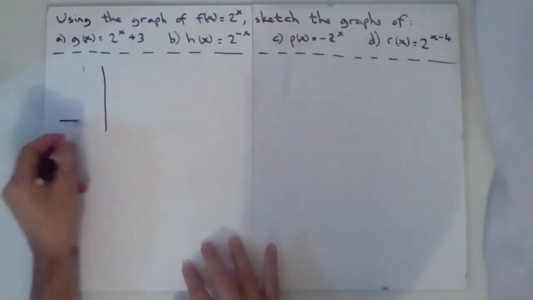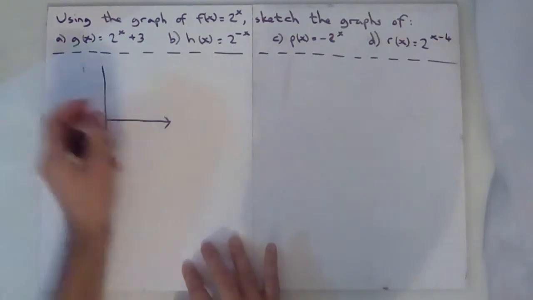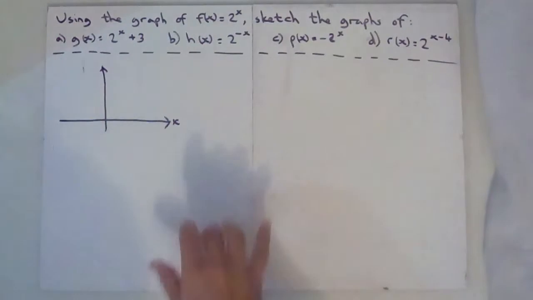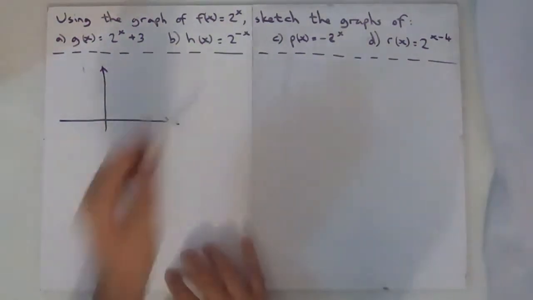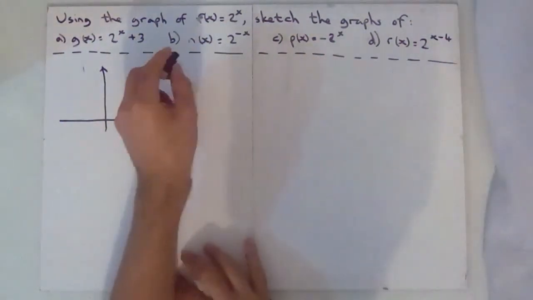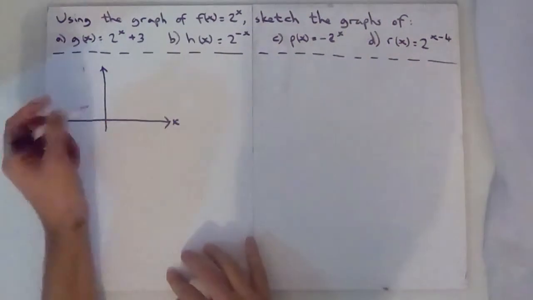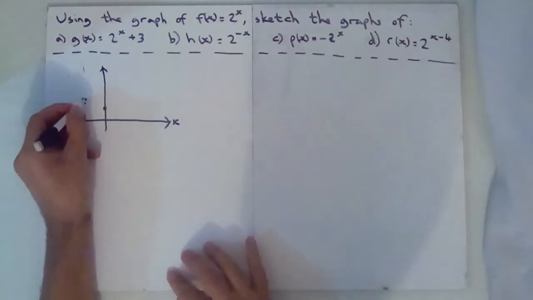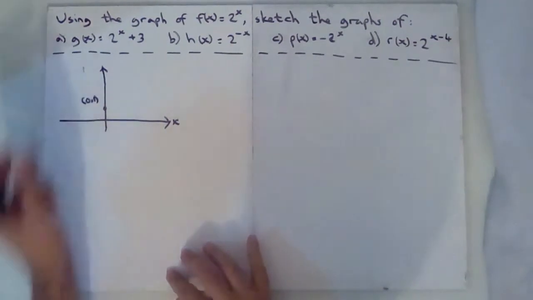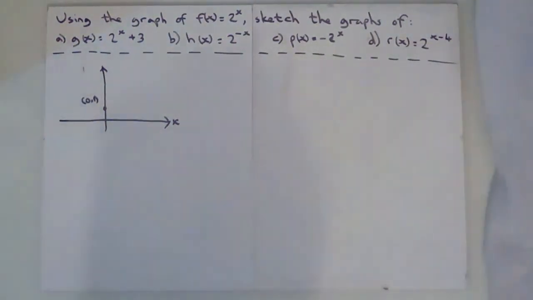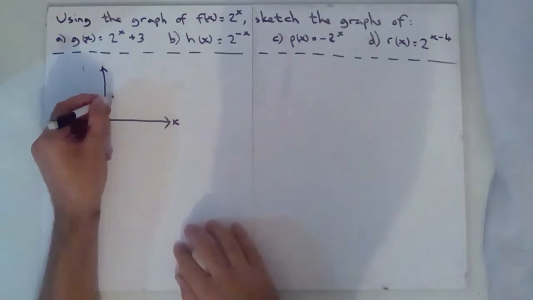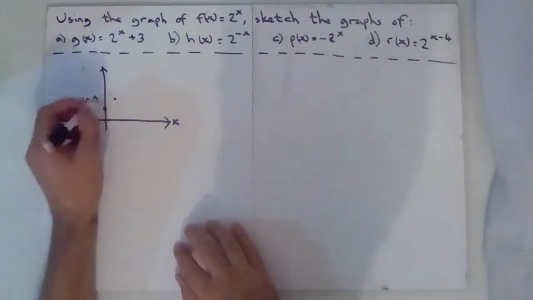If you think about it, a key point of interest, the y-intercept, happens when x equals 0. So if x is 0, y is 2^0, which is 1. So it goes through (0, 1). Then when x is 1, y would be 2^1, which is 2. So it's going to go through (0, 1) and (1, 2), like that.